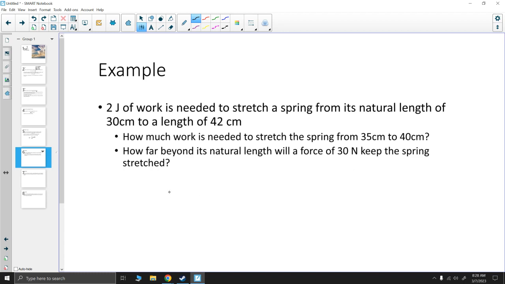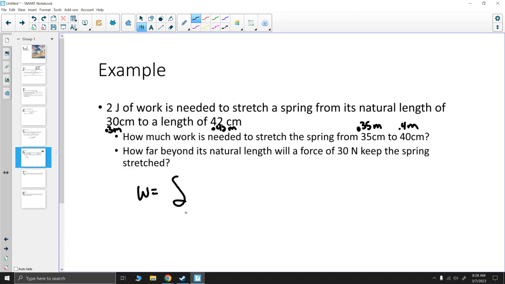Well, in order to find the work, from 35 to 40 centimeters. Now, work and joules and all that is in terms of meters for distance. So we're currently in centimeters. So that's 0.35 meters and 0.4 meters, okay? Here, the natural length is 0.3 meters, and the length for our initial stretch here was 0.42 meters. So that's the first thing, we need to pay attention to our units because joules are going to be in meters. If we're talking foot-pounds, we're talking about feet, obviously.